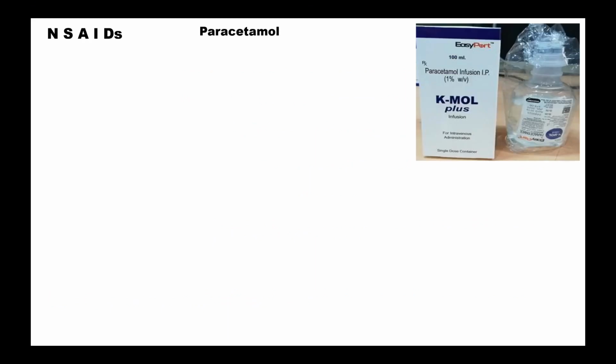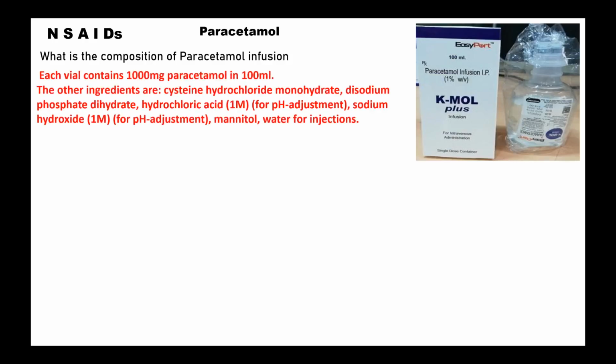Paracetamol. What is the composition of paracetamol infusion? Water for injection. Glucose. Okay, each vial 1000 milligram in 100 ml. The ingredients are cysteine hydrochloride monohydrate, disodium phosphate dihydrate, hydrochloric acid, sodium hydroxide, mannitol, water for injection. Every day, I think all of you are using this right, left, and center. But you must know the composition.